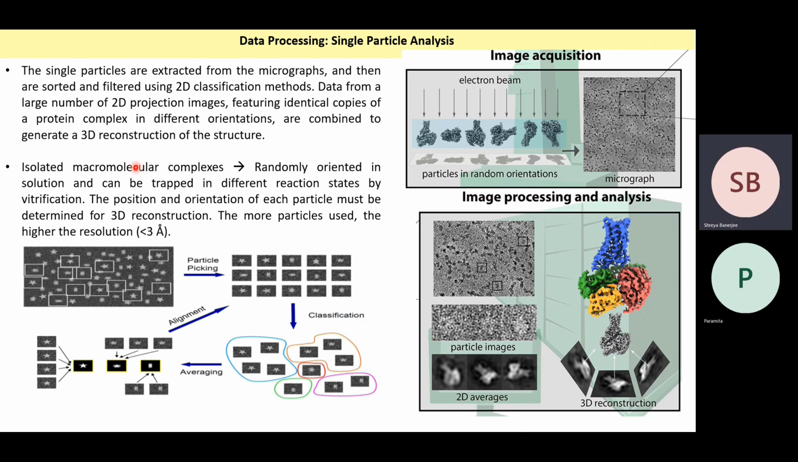For isolated macromolecular complexes, which are randomly oriented in solution, they can be trapped in different reaction states by vitrification. So the position and orientation of each particle must be determined for 3D reconstruction. And the more particles used, the higher resolution you have. So the more particles you pick, the more 2D averages you will have. And the more 2D images you have, you will get a more resolved structure of the final 3D image.